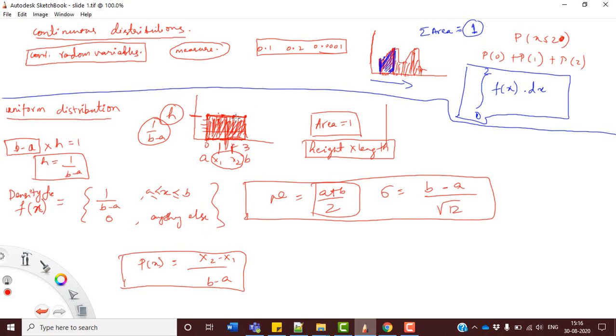x2 minus x1, this area, x2 minus x1, finding out this area, correct?